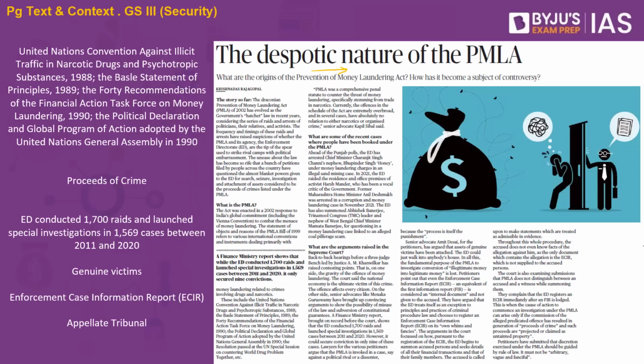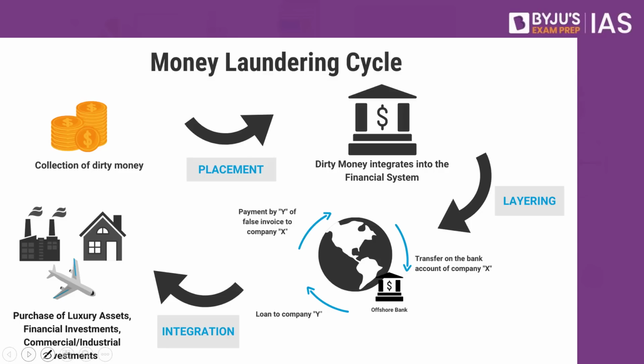So the money that is derived from crimes like drug trafficking or terrorist activity is converted into white money, which is called money laundering. When it comes to money laundering, there are generally three stages. What are these three stages? One is called placement, second is called layering, and the third stage is called integration.